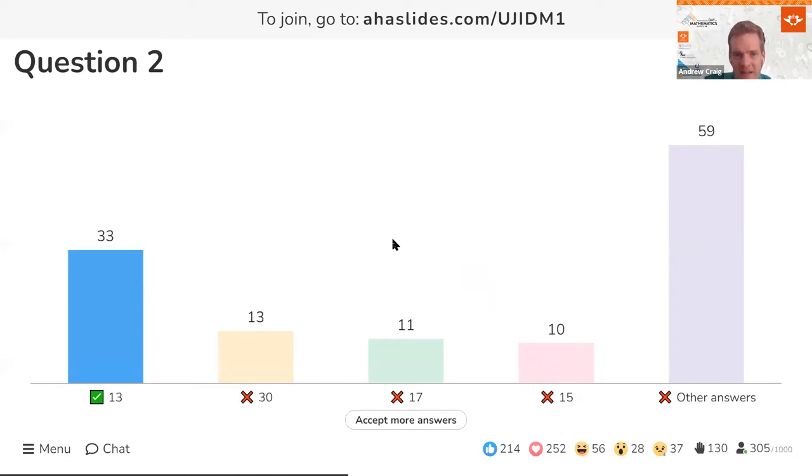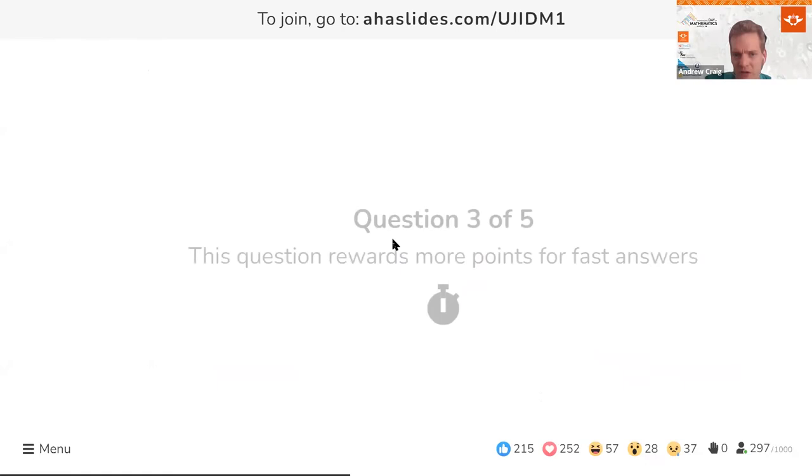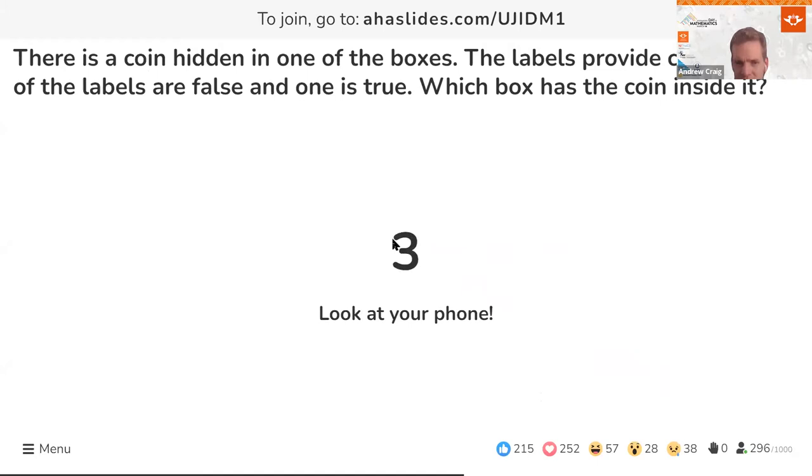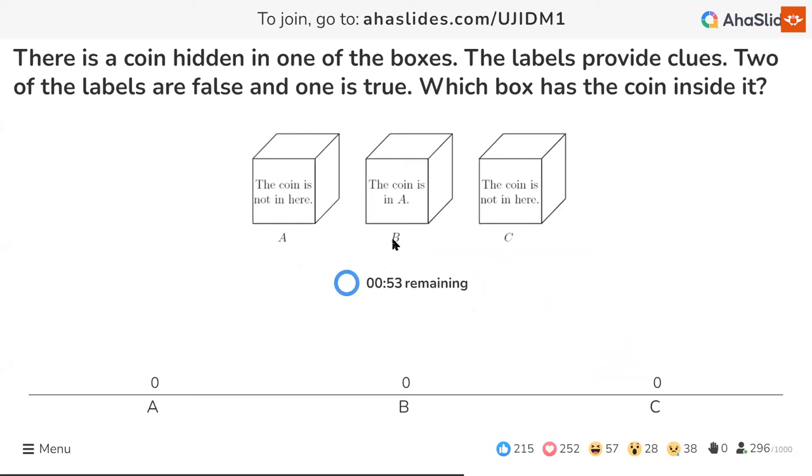On to the next one. You might need a pen and paper handy, but otherwise you should be able to just reason from what you see on the screen. Here we go. So, I'm going to quickly read the question for some of those who are struggling to read it. There is a coin hidden in one of the boxes. The labels provide clues. Two of the labels are false and one is true. Which box has the coin inside? A, the coin is not in here. B, the coin is in A. C, the coin is not in here.